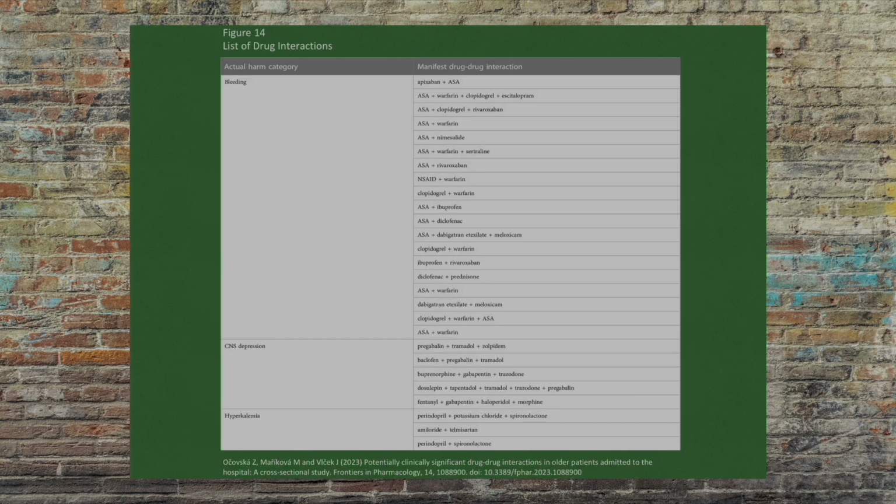with each other. This is another table from a 2023 study that highlights some of the drug interactions and the harm that they may have caused. It's important to note that some causes of drug-drug interactions may actually be intentional. Take a patient who is taking an oral anticoagulant and an antiplatelet like aspirin.